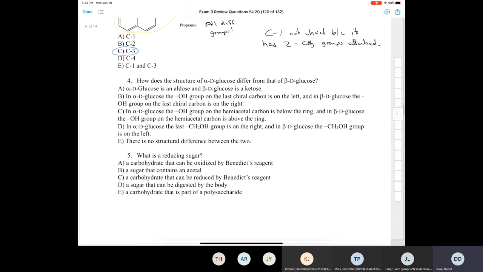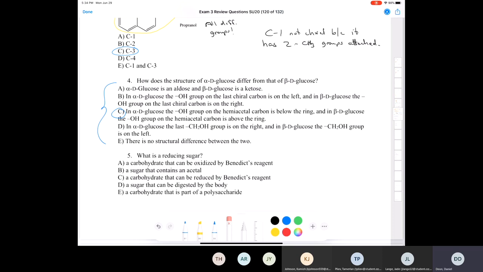Okay, let's move on and talk about alpha and beta D-glucose. It says, how does the structure of alpha D-glucose differ from that of beta D-glucose? There's a lot of reading in this one, in the answers, so I'll leave it up to you guys. Can somebody tell me which one of these would be the best answer? I'm sure you've read them all. Somebody said C, and in alpha D-glucose, the hydroxyl group on the hemiacetal is below the ring, and in beta D-glucose, the hydroxyl group on the hemiacetal is above the ring. I would say that's absolutely correct here.